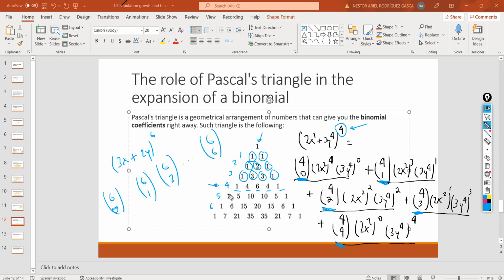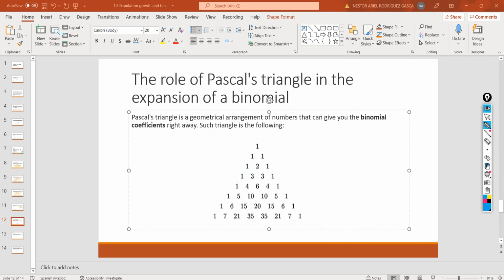So 6 choose 0, that's going to be 1. 6 choose 1, that's going to be 6. 6 choose 2, that's going to be 15, and so on. Now notice another very important fact, guys. This triangle is symmetrical. It's completely symmetrical. Let me raise this thing for a moment. The triangle is symmetrical, right? Look, 1, 1, 1, 1, 2, 1, 1, 3, 3, 1, 1, 4, 6, 4, 1. If you drew a line in the middle, you can see that the symmetry is perfect.